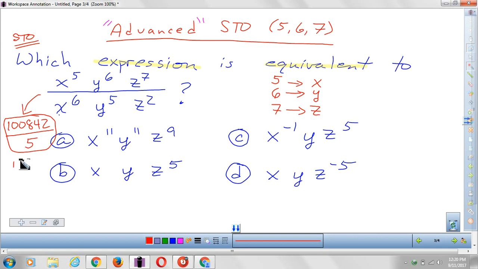So that seems like a strange magic number, and many students might be nervous to get something that weird. But as I've said in previous videos, it does not matter what comes out. It is just a matching game. So we're going to literally match up this fraction with our answer choices. Okay, so let's take a look. X to the 11, y to the 11, z to the 9.